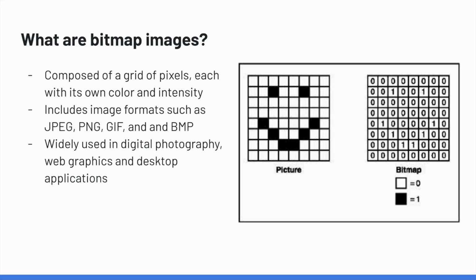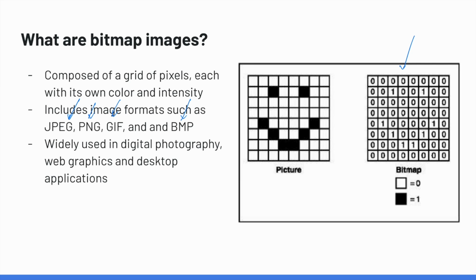So we're going to talk now a little bit about bitmap images, because bitmap images are the most common image formats by which we display images. Some examples of bitmap formats or bitmap images are probably formats you've seen before, like JPEG, PNG, GIF, or BMP. Now these are used in all types of graphics, and essentially bitmap images are themselves composed of a grid of pixels, and each pixel has its own intensity and its own color. Here we have a really simple example of a bitmap image that's used to display a picture on a screen.